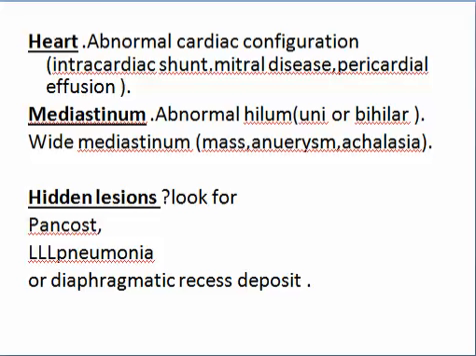Then go to the mediastinum and check for unilateral or bilateral abnormality due to, for example, enlarged lymph nodes, and we discussed the mediastinum before in radiological anatomy. And try to localize if there is a wide mediastinum, whether it is due to a mass or aneurysm of the aorta or due to achalasia of the esophagus.